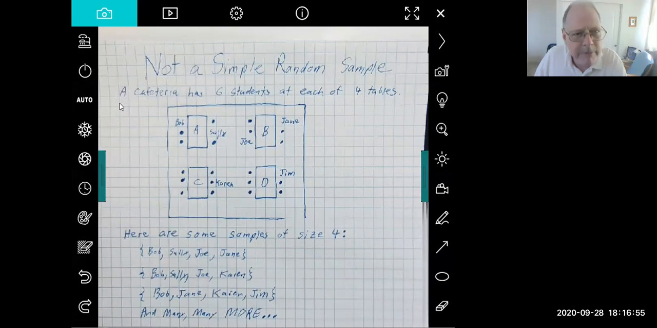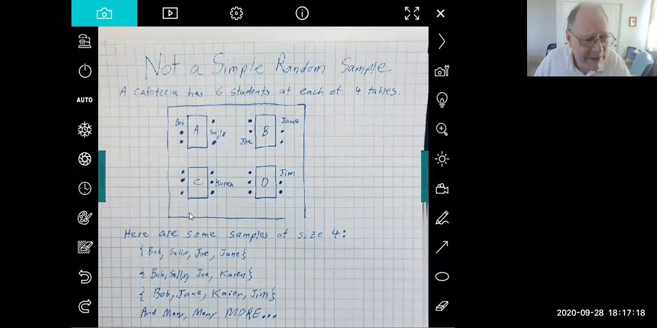So you have a cafeteria. It has 6 students sitting at each of 4 tables. So you have 24 students in all in the cafeteria. And in this diagram, I've given some of them names, and others I've just put dots there for students because I didn't want to make up 24 names.